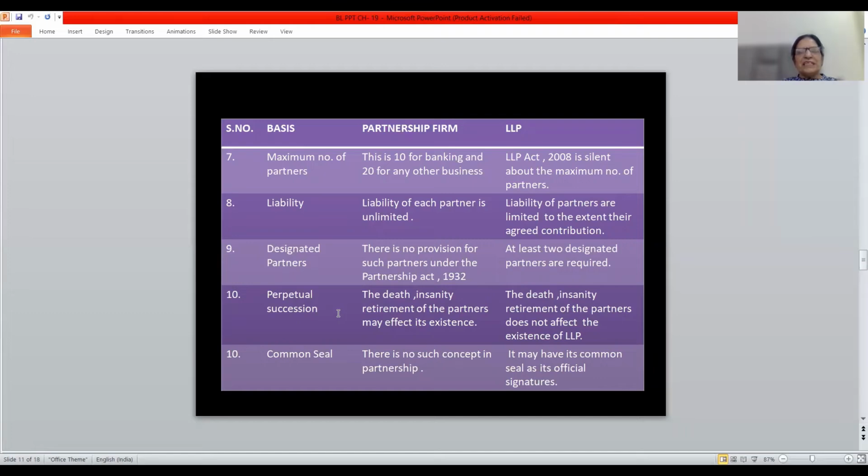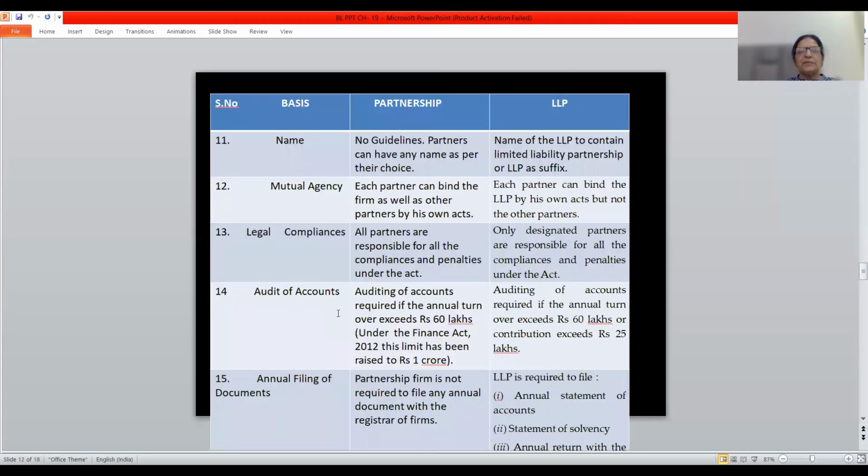And perpetual succession. The death, insanity, retirement, insolvency of the partners will definitely affect the existence of partnership firm. But death, insanity, retirement, insolvency of the partners will not have any impact on the existence of LLP. Common seal: there is no such concept in partnership, but LLP may have its common seal as its official signatures.